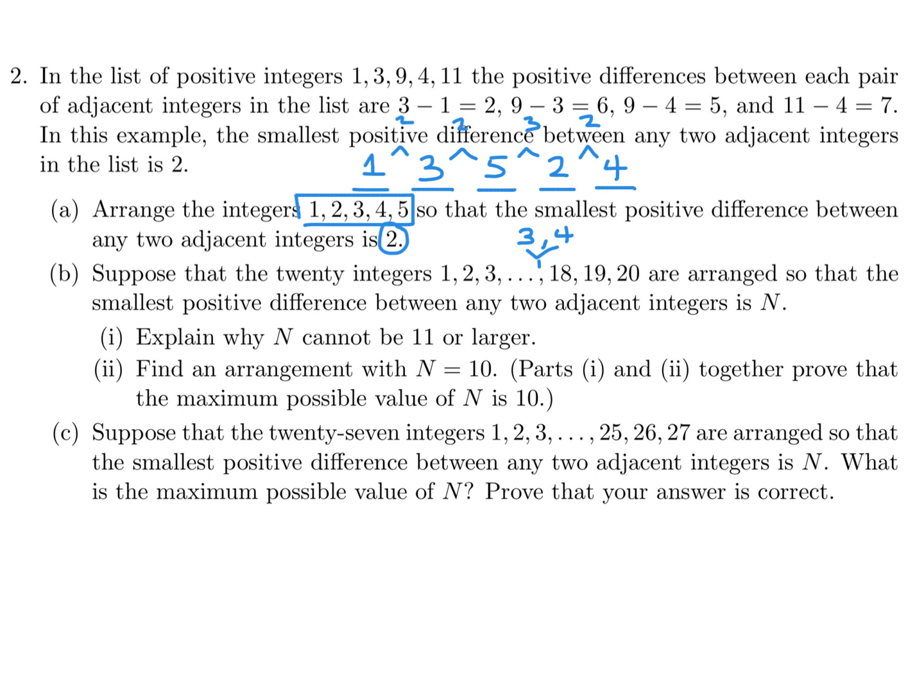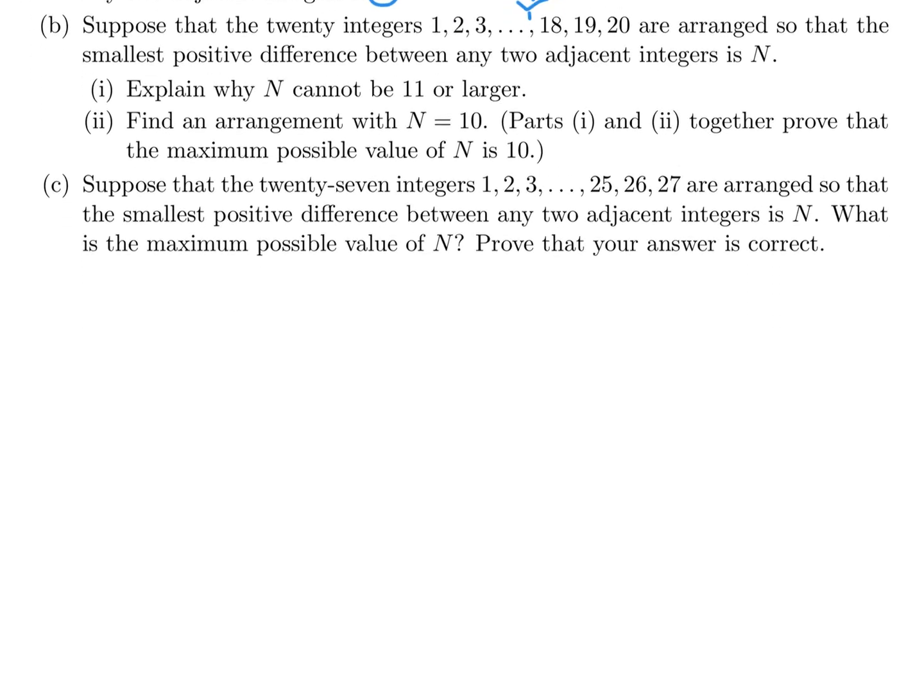Part B, suppose that the 20 integers 1 through 20 are arranged so that the smallest positive difference between any two integers is n. Explain why n cannot be 11 or larger. Well, let's see here. What they're basically saying is that the biggest n can be is 10. And that is representing the smallest positive difference.